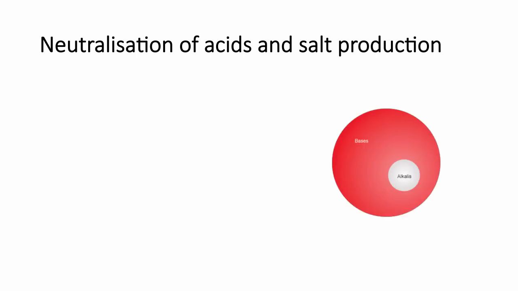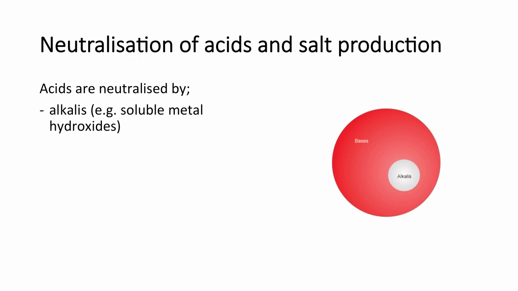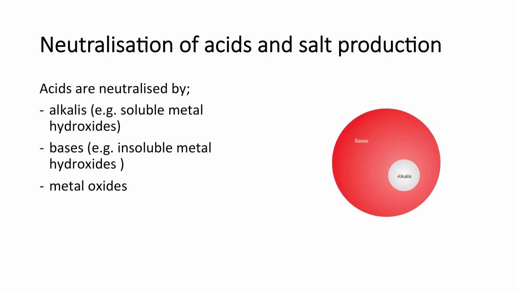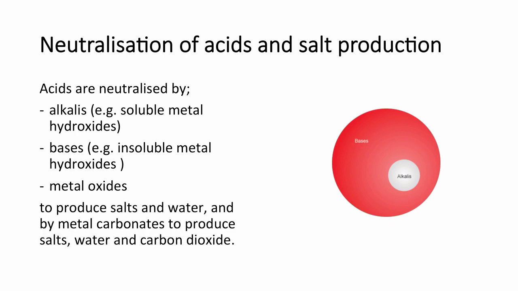A base is a substance that neutralises an acid. However, some bases are soluble in water. We call these alkalis, but some are not, and therefore they are called bases. Alkalis are soluble metal hydroxides. Bases are the remaining insoluble metal hydroxides. Also, acids are neutralised by metal oxides to produce salt and water, and also by metal carbonates to produce salt, water and carbon dioxide.